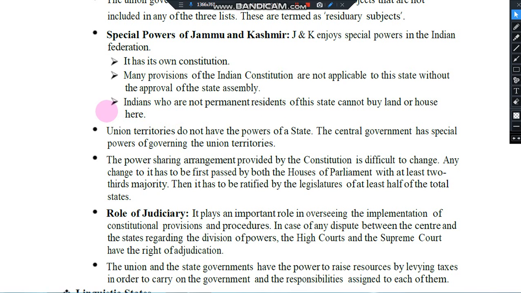Now here these three points need to be corrected. Why? Because recently Article 370 was removed by the union government and now Jammu and Kashmir are new union territories. That's why all these three points are null and void.